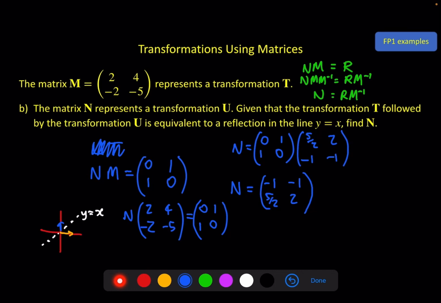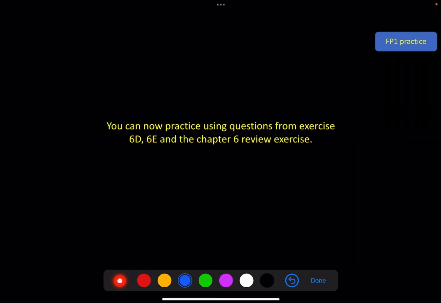Now I hope that's been enough for you to have a go at the remainder of the questions in the chapter. 6D for combining successive transformations, 6E for reversing transformations using inverse matrices or simultaneous equations, and the chapter 6 review exercise to practice all of these ideas before we move to chapter 7, which is very different, talking about series. Maybe I'll see you there.